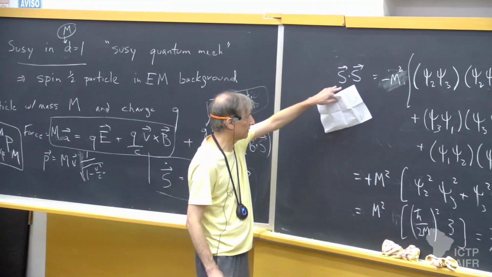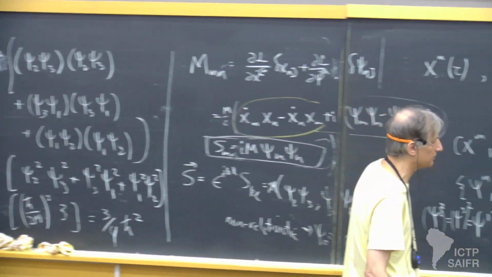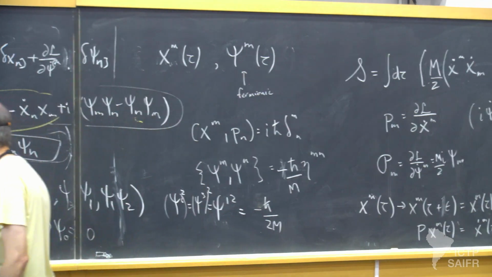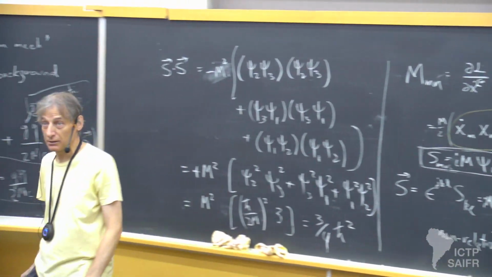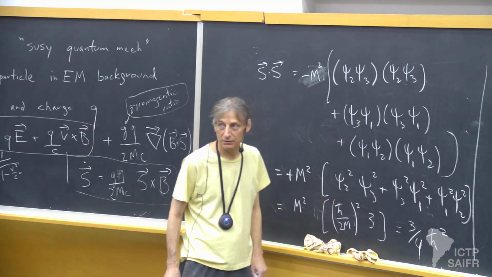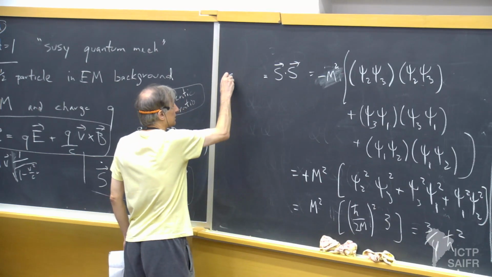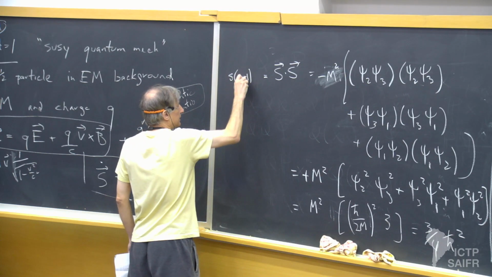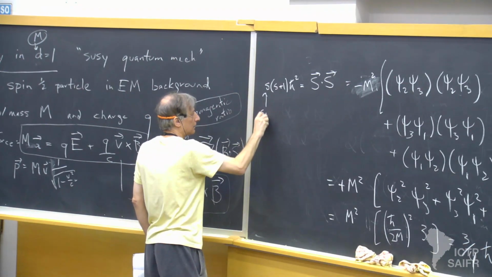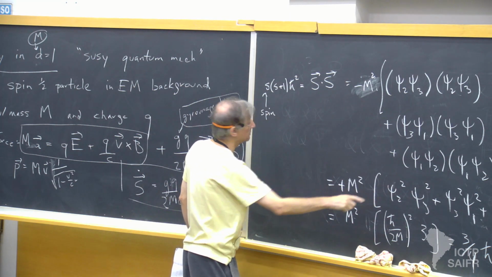So you find that although S is some object constructed from these fermionic variables, because of this anti-commutation relation, you find that S squared is just an ordinary number, which is equal to 3/4 h bar squared. And now if you remember from quantum mechanics, this is equal to S times S plus 1 times h bar squared, where S is the spin. So we see when S is equal to 1/2, we reproduce this 3/4 that we wanted.